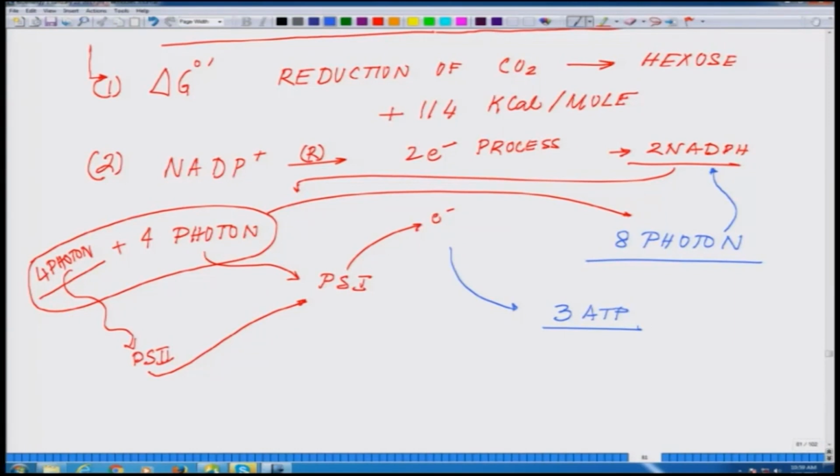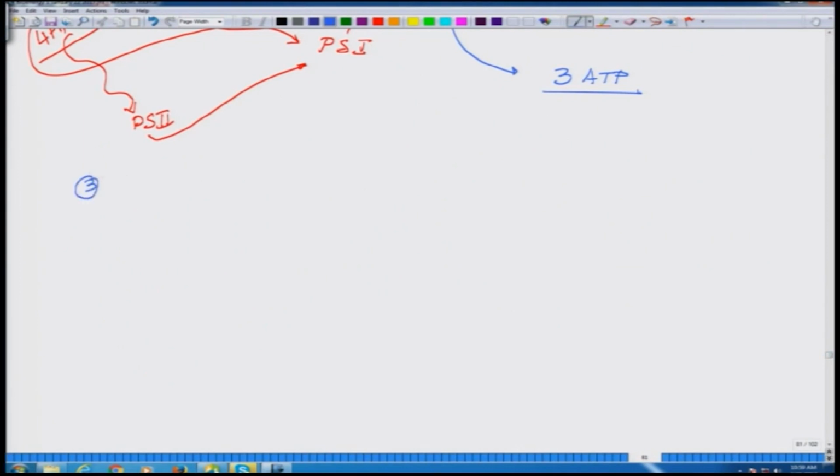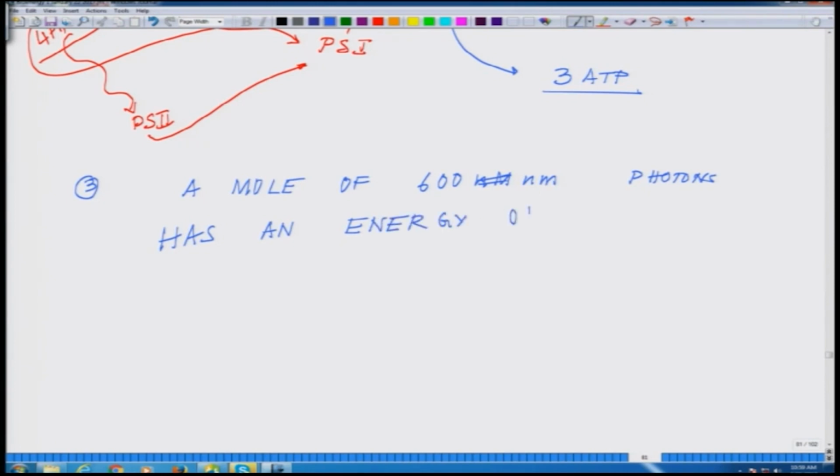And the third and the final aspect is that a mole of 600 nanometer photons has an energy content of 47.6 kilocalorie. So, remember this part, a mole of 600 nanometer photons has an energy of 47.6 kilocalorie.